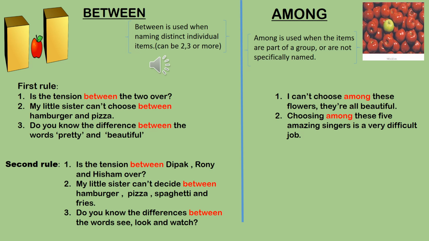Let us go for the second example. Choosing among these five amazing singers is a very difficult job. Here I am using among because I'm talking about a group of singers. Five singers are making a group. They are not individually stated. We don't have their individual names. If we had their names separately, we would use between them. Because we don't have their individual identification here, we are going to use among and treat them as a group. I think you got the idea. Okay.